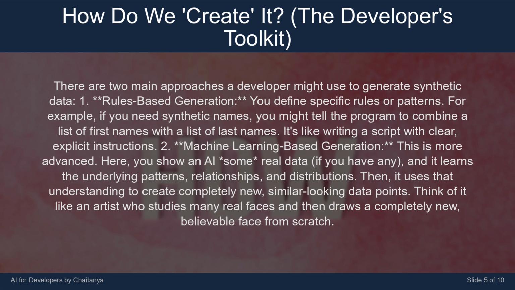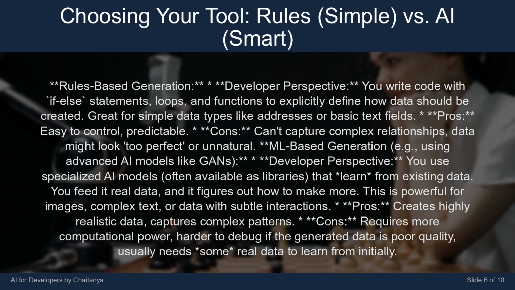2. Machine learning-based generation. This is more advanced. Here, you show an AI some real data, if you have any, and it learns the underlying patterns, relationships, and distributions. Then, it uses that understanding to create completely new, similar-looking data points. Think of it like an artist who studies many real faces and then draws a completely new, believable face from scratch.